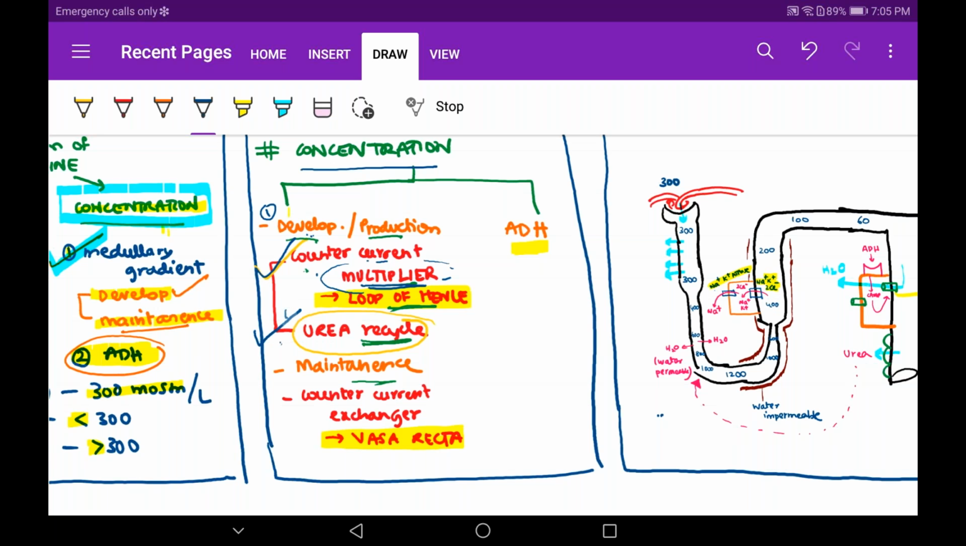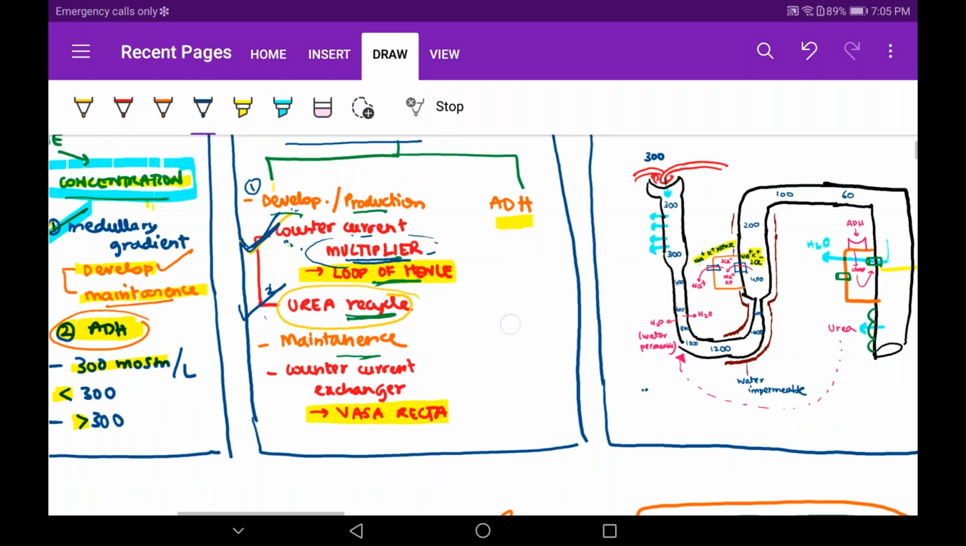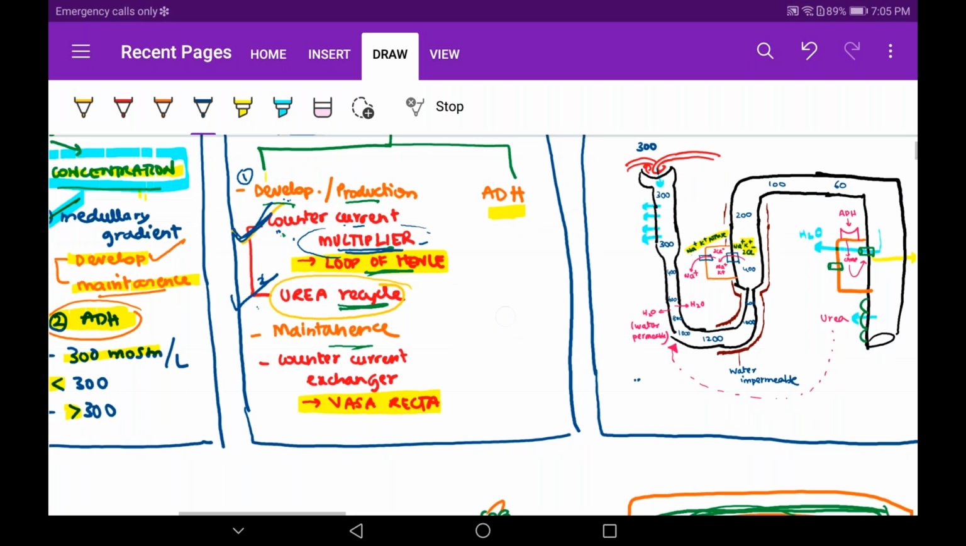Okay, we will be starting from here today. Okay, this was over yesterday. It was dealt very nicely. Okay, now maintenance also requires another mechanism. First, development we have dealt with two aspects: multiplier and urea recycle. Maintenance requires one thing only, known as exchanger. We will be giving it the name vasa recta. It is a specialized peritubular capillary which will be present in the interstitium. We will be discussing that also. Lastly, also required for the medullary interstitium is the ADH for the concentration. We will be coming to that.